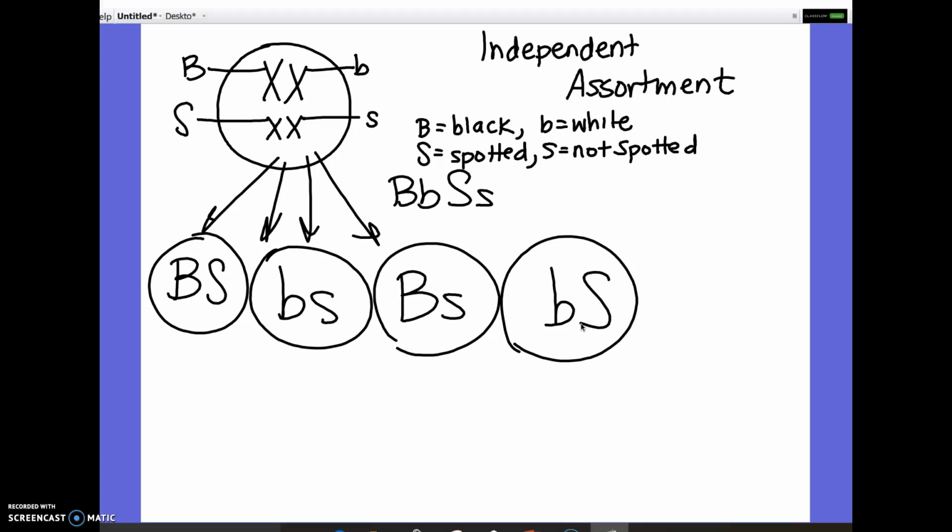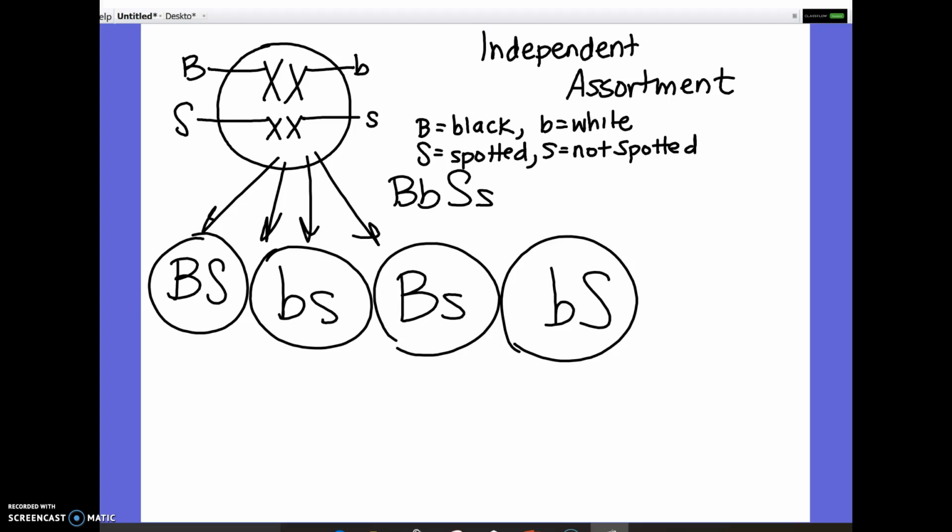This is what independent assortment means. When we say they sort independently, it means it's completely random which copy of chromosome 1, which copy of chromosome 2. Big and big is here. Little, big, little, big. Yeah. So, here's my point.